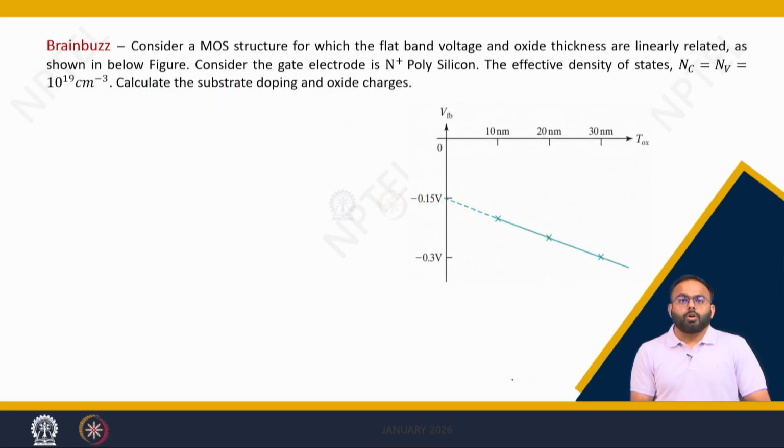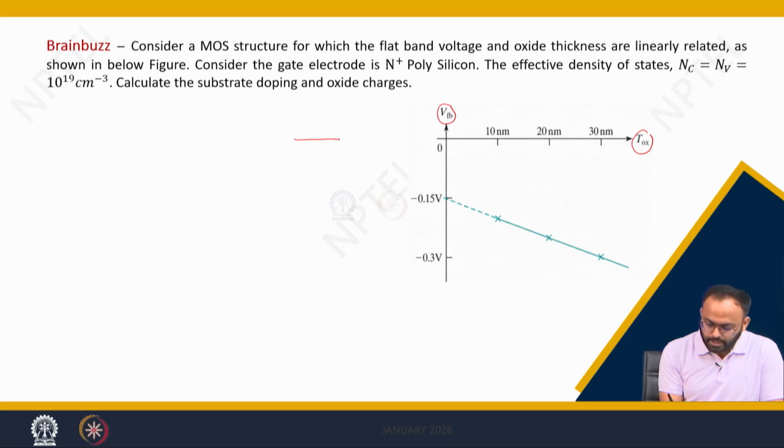Let us do a brainstorming before moving further. We have a question related to the flat band voltage, which says: consider a MOS structure for which the flat band voltage and the oxide thickness are linearly related. We have a graph given between the flat band voltage, V flat band, and Tox, where Tox refers to the oxide thickness. Consider the gate electrode is N plus polysilicon. So, we have a layered structure like this.